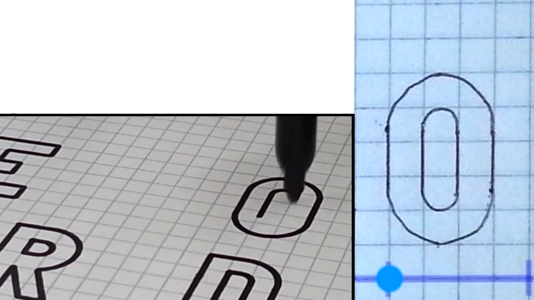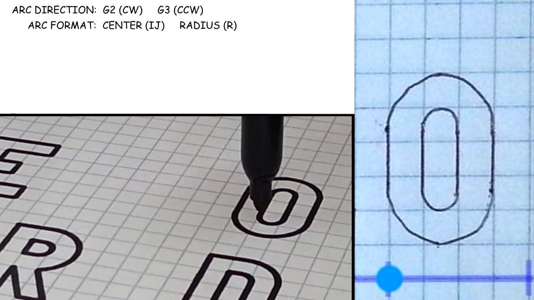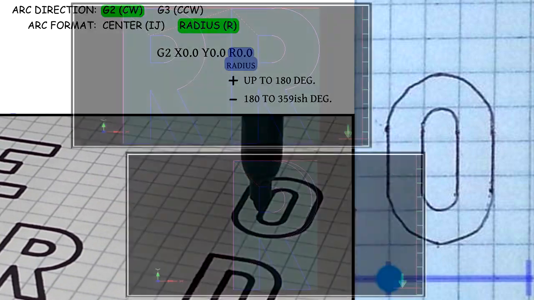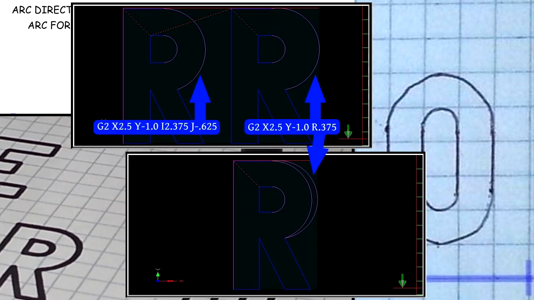For the upper O, we're going to change things up yet again and use the radius format for the arcs. Still, X and Y locate arc endpoint. For R, there are two inputs, the obvious one of course being the radius. The other one is a positive or negative value. For arcs up to 180 degrees, make the radius positive. For arcs 180 to 359-ish degrees, make the radius negative. With this radius method, arc centers are calculated automatically, which sometimes produces undesirable results. That's just a heads up, so experiment with it.